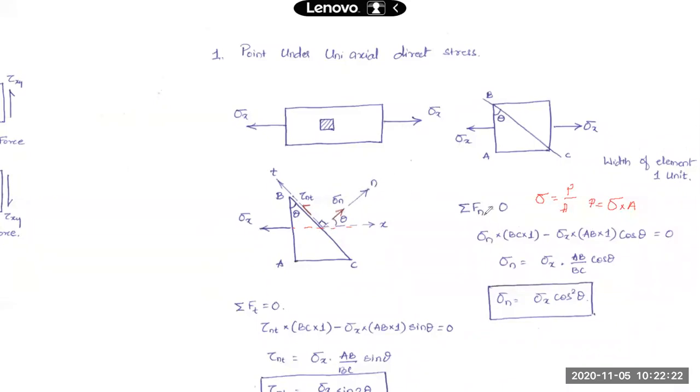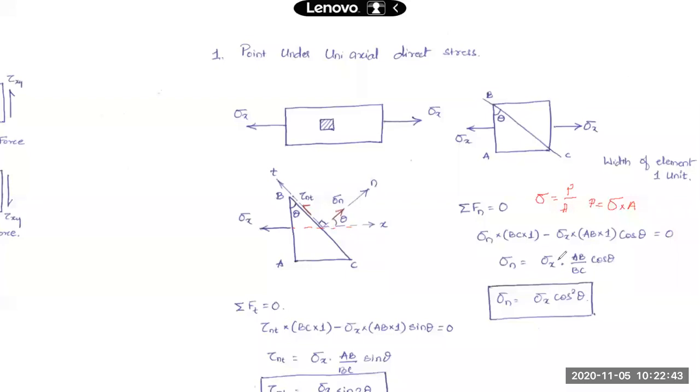So we have taken summation Fn, considered all the forces acting in the n direction, and equated them to 0. This will tell me the sigma n here. What is the normal stress on an arbitrary inclined plane? Sigma n comes out to be sigma x into AB by BC into cos theta.